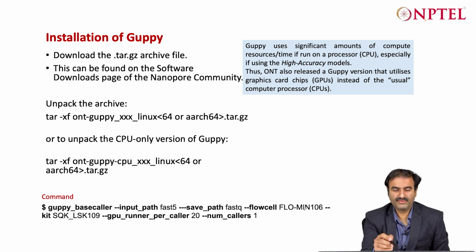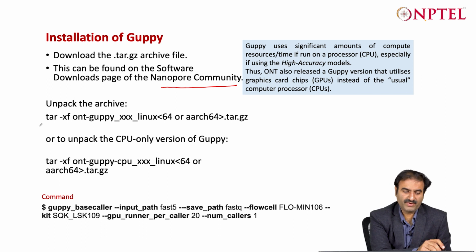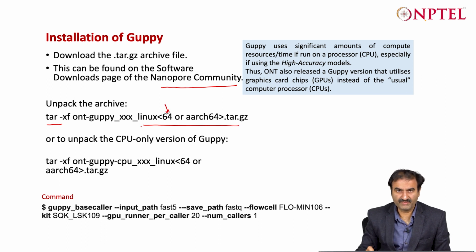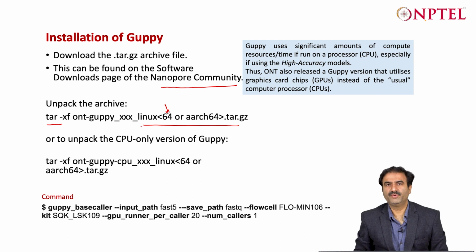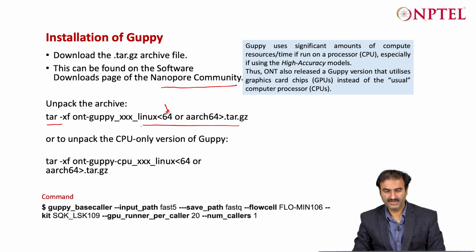Okay, so it can be downloaded from the Oxford Nanopore community page. You have to unzip this. Okay, this is the file, right? And you download the Linux 64-bit architecture version. Generally that is preferable because you are doing a computing job, right?